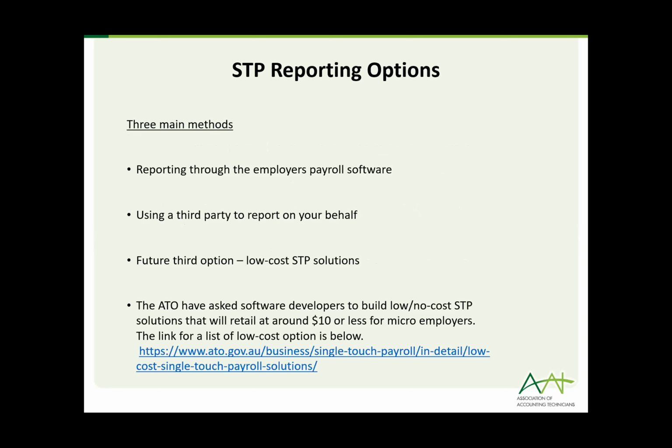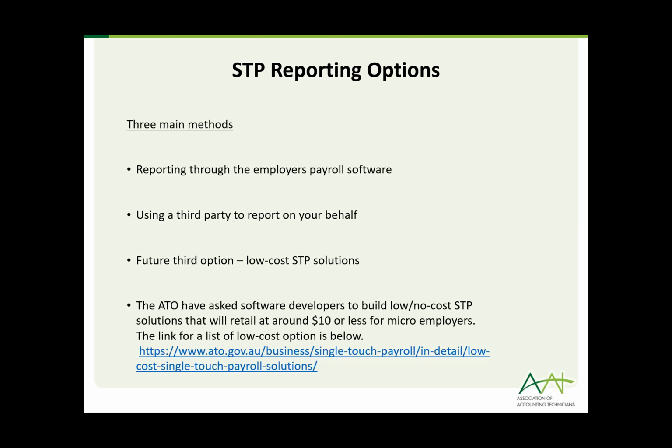So what are the options when you're reporting through STP? There are three main methods, the first of which is reporting through the employer's payroll software. So once again, this could be the popular choices like MYOB, Xero, or QuickBooks Online. And you've registered through the software, which we're running webinars on how to do that. And once you've registered and you've signed up so that you can send data to the ATO, you can then report each pay event directly to the ATO when processing a pay run.